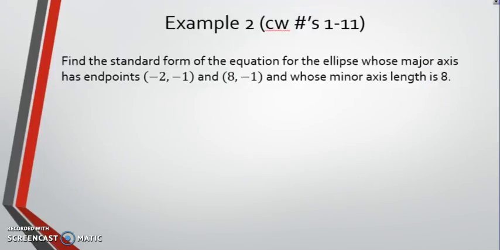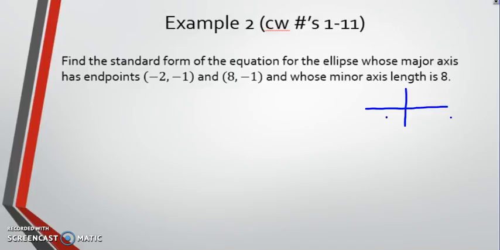So here's a second similar example. This time it's not going to be centered at the origin, just to add a little bit more work that we need to do here. So again, I like to start off by kind of plotting where some of the coordinates that they're giving us are. So off to the side here, I'm just going to do a rough sketch. We have one major axis endpoint is going left 2 and down 1, and the other major axis endpoint is going right 8 and down 1.